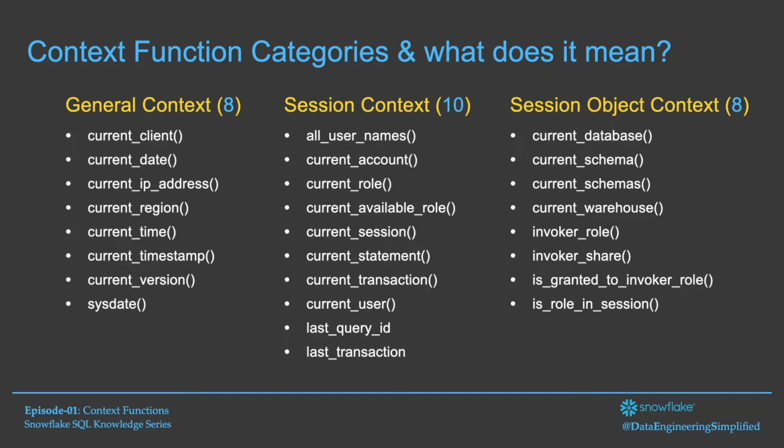There are session object context functions, in the sense that they belong to a session but they are objects like a database, schema, schemas, warehouse. As we know, in Snowflake everything is an object, whether it is an account, a database, a schema, a table or a view. That's why these context functions are called session object context functions. As of today, there are 8 of them. In future, Snowflake may add more and more context functions to help the developer. So please refer to the Snowflake documentation.